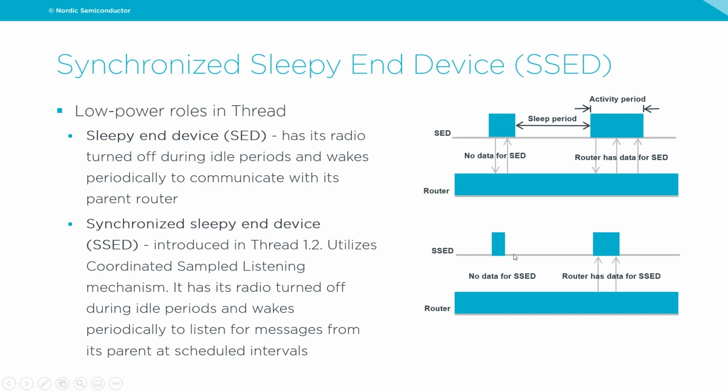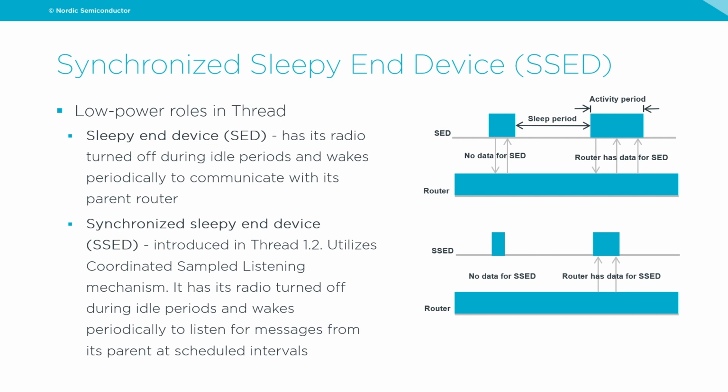On the other hand, the new role, the Synchronized Sleepy End Device, SSED, utilizes the coordinated sampled listening mechanism. It also has its radio turned off during idle, and it also wakes up periodically. You can see the comparison. But it does not have to ask the parent router if it has any messages queued for it. You see there are no arrows here. It just listens for incoming messages at a scheduled interval.